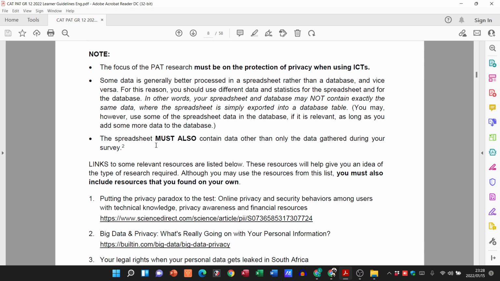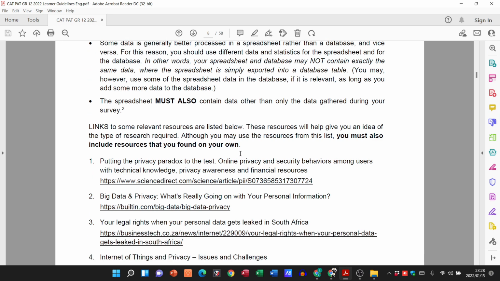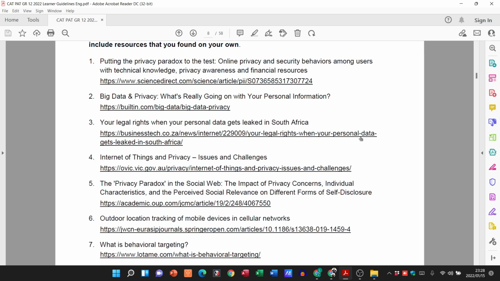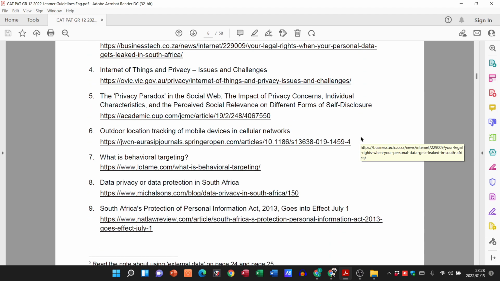Some other things here. The spreadsheet must also contain data other than the data gathered during the survey. Links to some relevant resources are listed below. So here they've given you some resources that you can go and click on and read through as well. That's just going to help you find a ton of information. You've still got to sift through that and see what is relevant to what you have chosen.